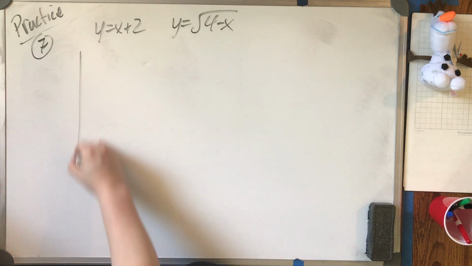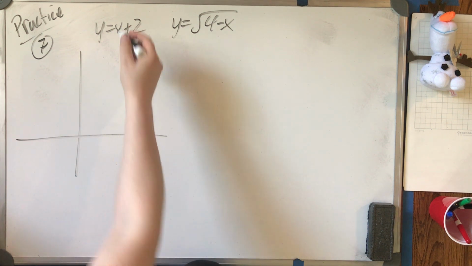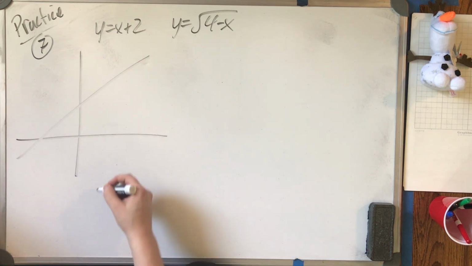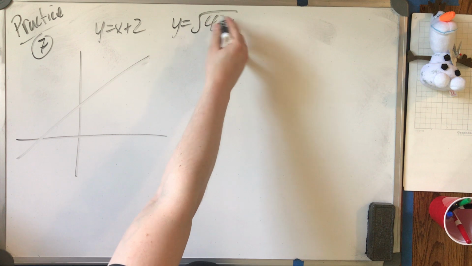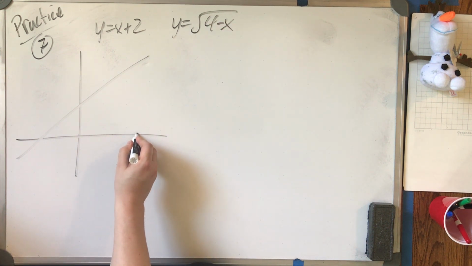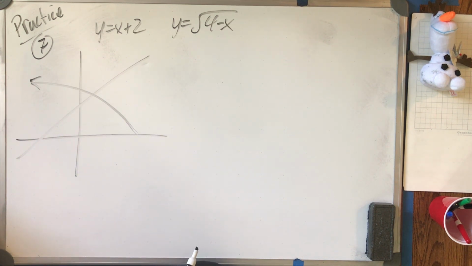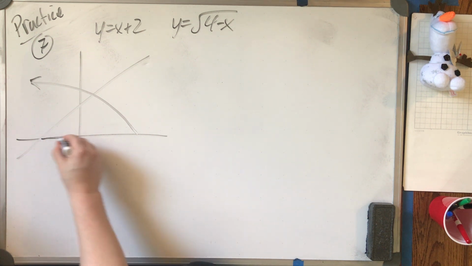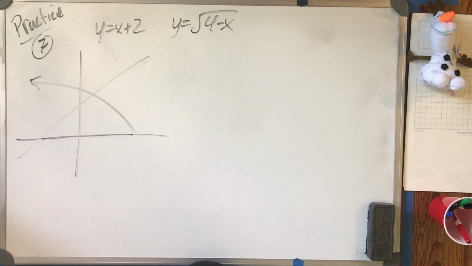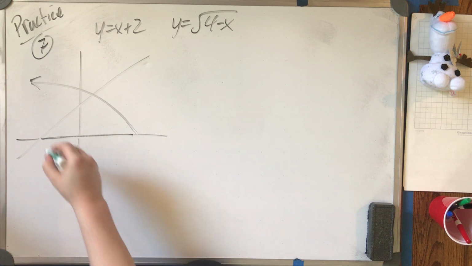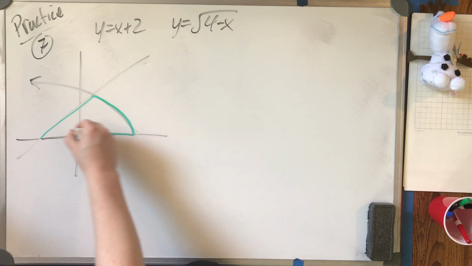Okay, for 7, let's just sketch a quick graph of it. We have x plus 2, that kind of goes like that. We have a square root of 4 minus x, so that's going to start at 4 going in the negative direction, so it kind of goes like this. And we're also bound by the x-axis. Okay, so that gives us our region bound between these guys.